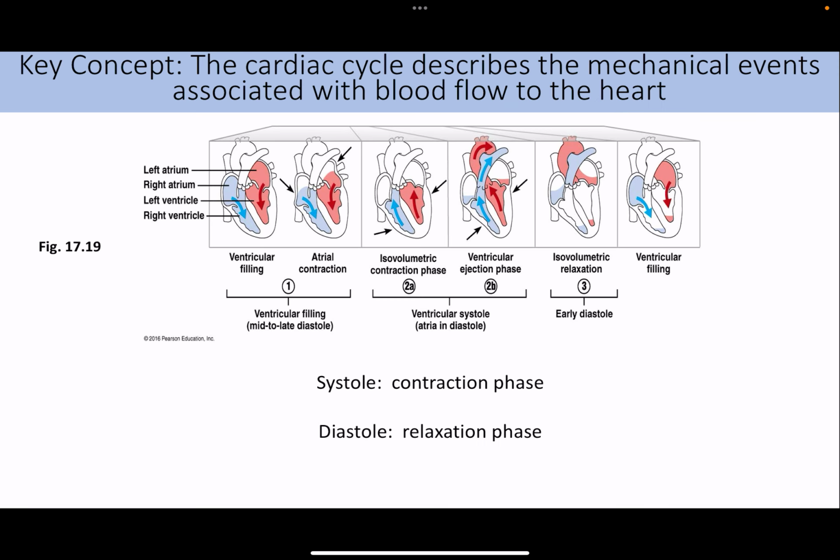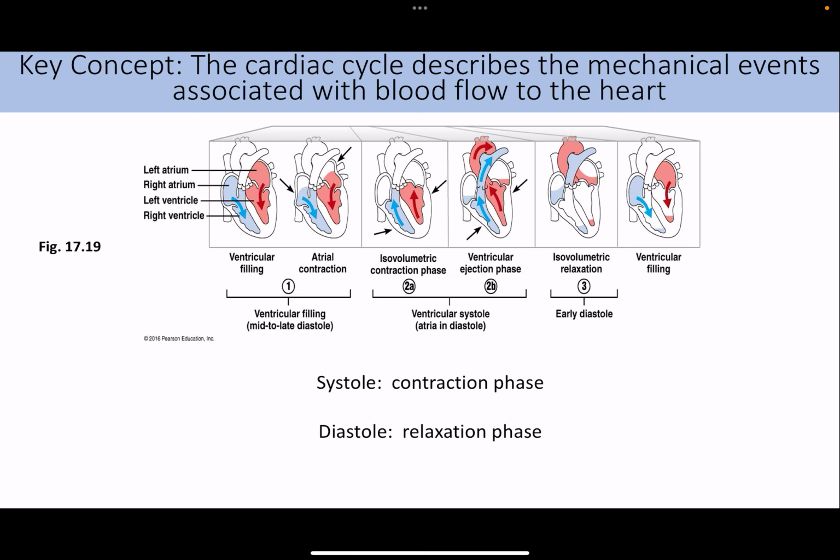All right, so the key concept here is that the cardiac cycle describes the mechanical events associated with blood flow to the heart. And the cardiac cycle is essentially just the filling and the emptying or ejecting of blood from the heart. So that cycle of filling up and ejecting out, and filling up and ejecting out.